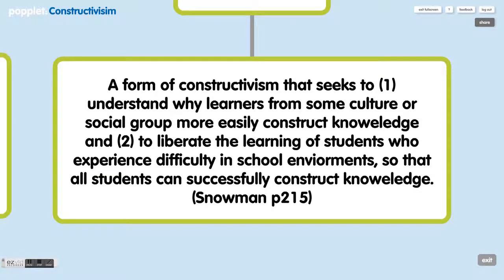Critical constructivism is the third part of this, and it is a form of constructivism that seeks to, one, understand why learners from some culture or social group more easily construct knowledge, and two, liberate the learning of students who experience difficulty in school environments so that all students can successfully construct knowledge. It does this by taking the success of some people from particular cultures and applying how they're successful, being critical of that, and applying it to how students having difficulty construct knowledge.